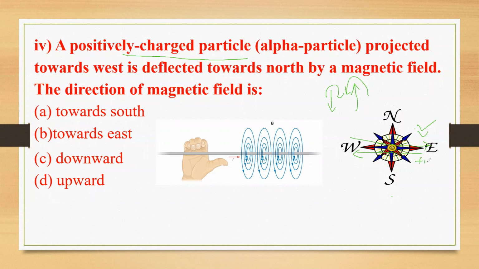It is the positively charged particle. It is the negatively charged particles. Negatively charged particles means the flow of current, isn't it? Current is flowing from west to east. West to east, so this is the direction of the current. Here you can see the direction of the current clearly.